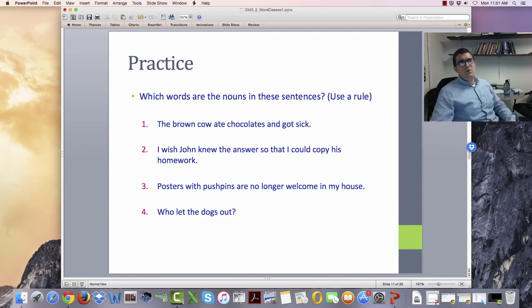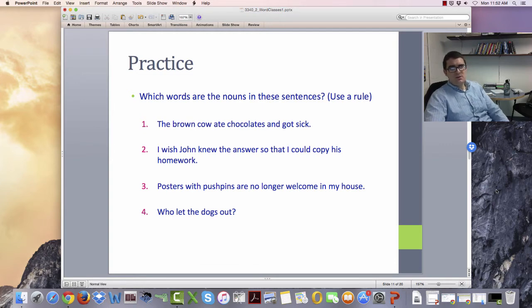So if you apply a test, first we can see that cow and chocolates in number 1 are nouns. We have the cow, so it passes the test. We could say the cows, it passes the plural test. We could say they ate chocolates. So it passes all 3 tests. Same with chocolates, it's plural, 1 chocolate, 2 chocolates. We could replace it with a pronoun, ate them. Okay, so you can see then that these nouns pass these tests. If we go through all of these, we can see the same.